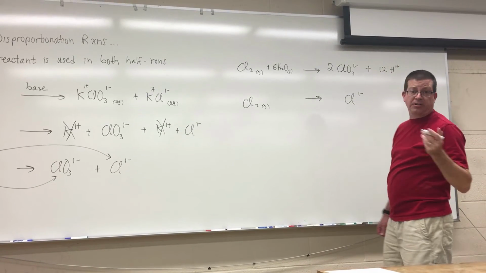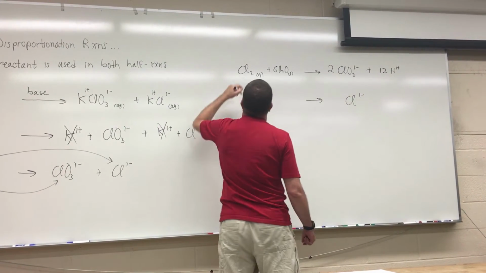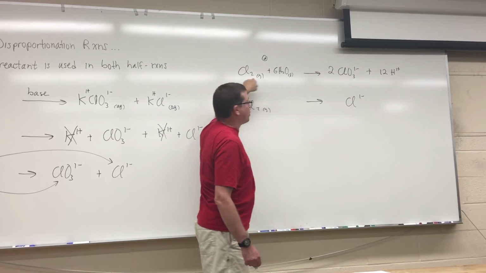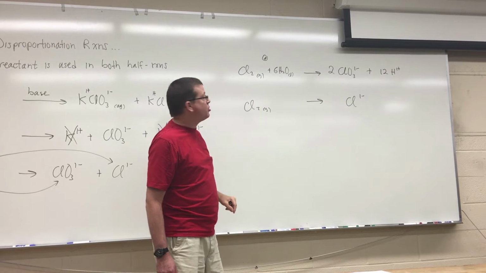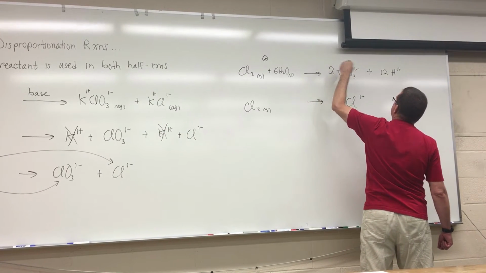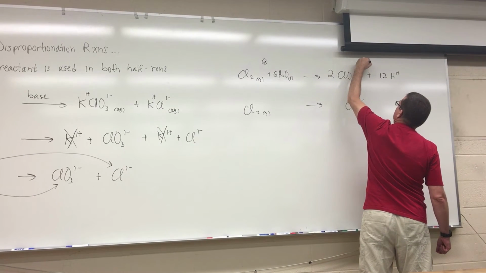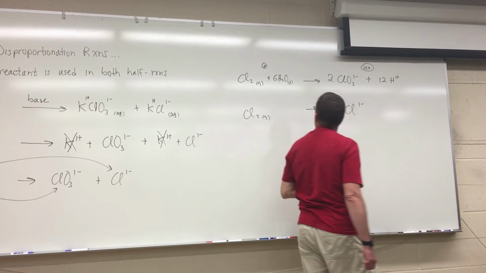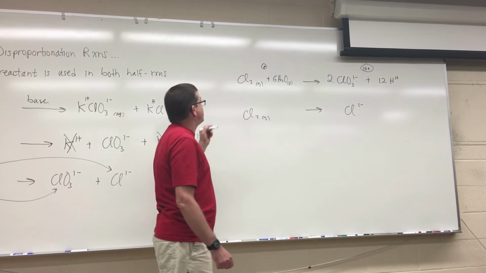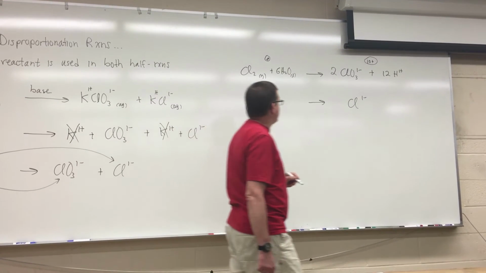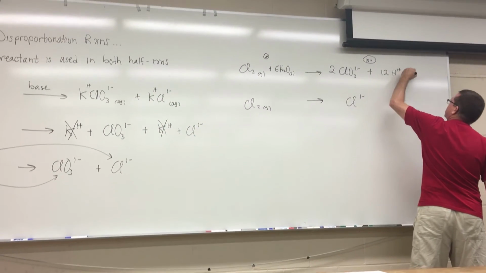Okay, so now we're going to balance our charges out. So let's see, I've got 0 charge here. Both of these species are molecular, so they carry no charge. And over here, it looks like I've got 2 times a 1-, that's 2-, 12+, that looks like a net charge of 10+ on the right. So in order to get from 10+ to 0, I need to add 10 electrons to the right-hand side of this half reaction.